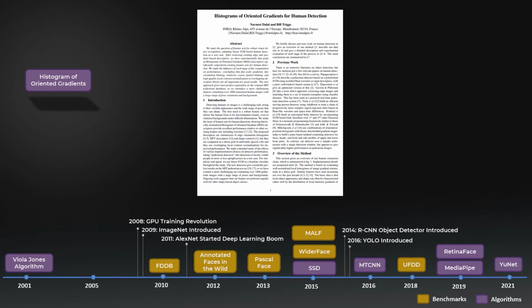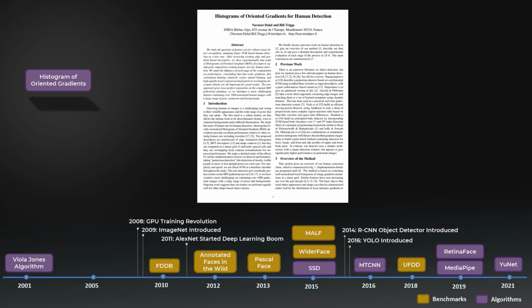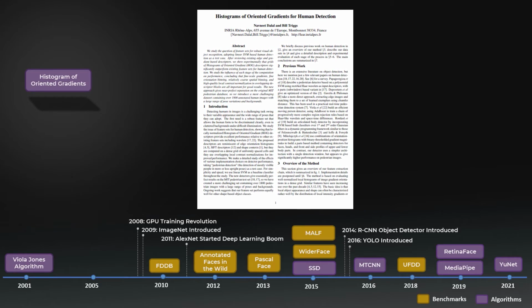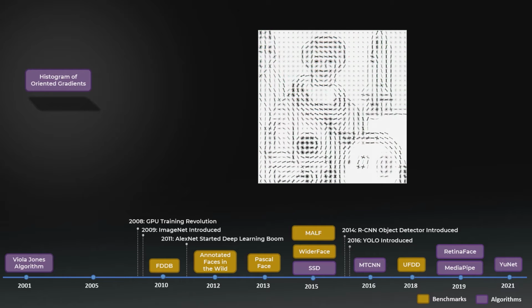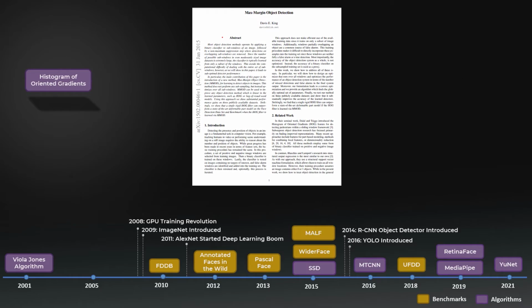Dlib-HOG was the next best thing. It used histogram of oriented gradients, or HOG features, which was initially introduced for person detection by Dalal and Triggs. It divides the image into grids and applies gradients on patches and creates histograms. Then, you learn a linear classifier on these features. HOG was adopted for face detection by Davis King.